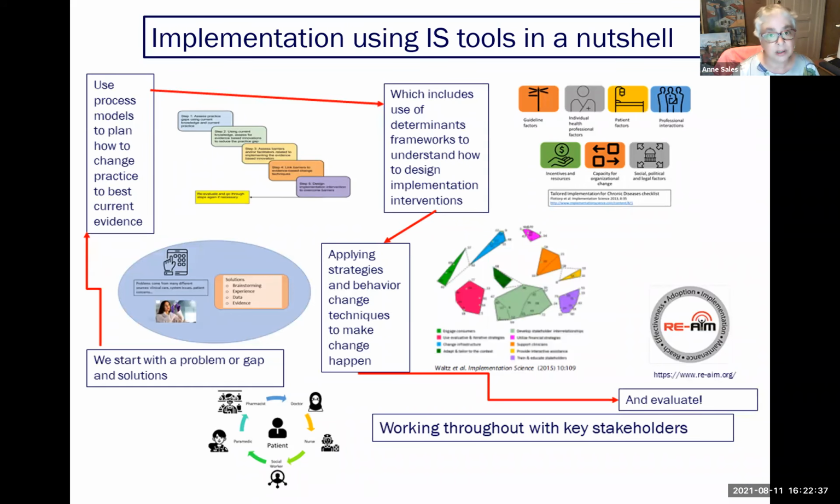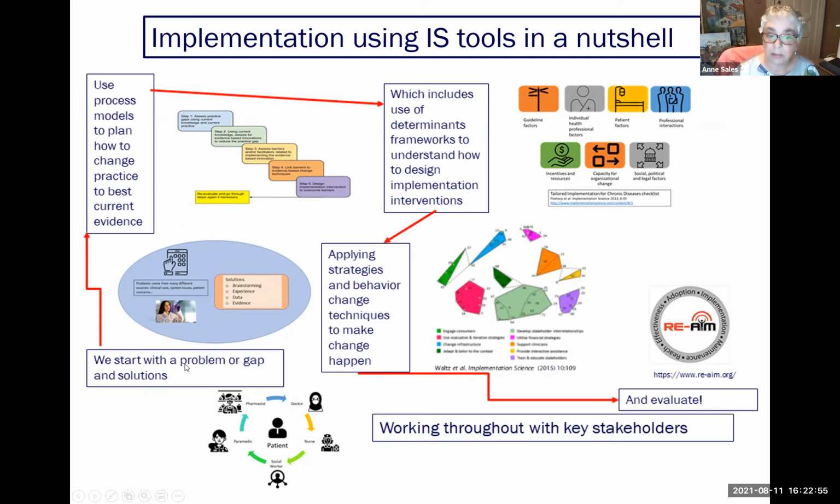So this little graphic is one I'm going to talk through during the next few slides. This is a quick presentation. It's not intended to be in-depth, but just an overview of what we mean when we say doing implementation, thinking again about the definition that I just presented.